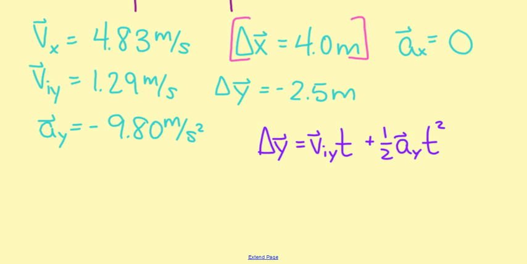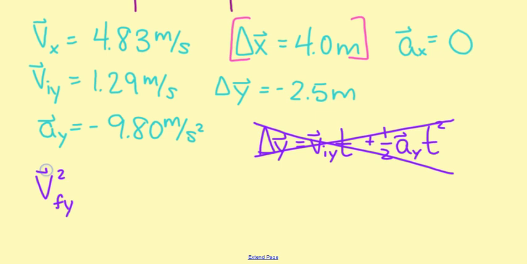However, solving for time in this equation is going to require a quadratic formula, which isn't everyone's favorite. So I'm going to show you another method. Instead of using this equation and having to use the quadratic formula, I'm going to start by calculating the final velocity of our man. I can do that using the equation v final y squared equals v initial y squared plus 2 ay delta y.